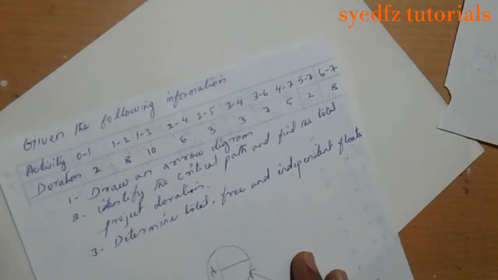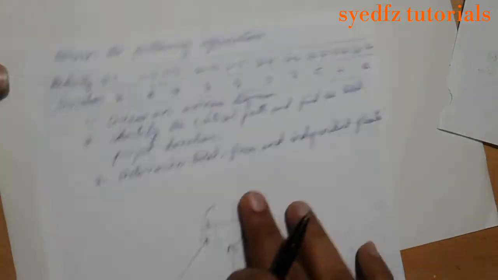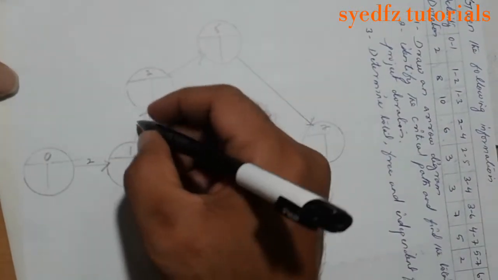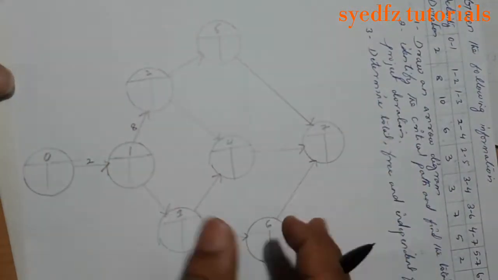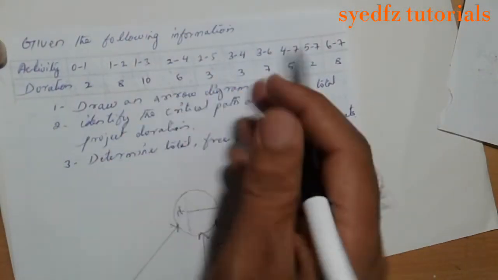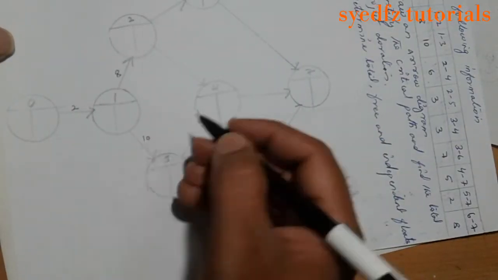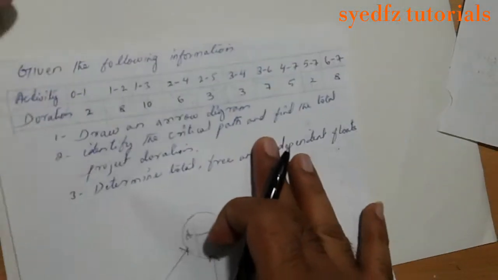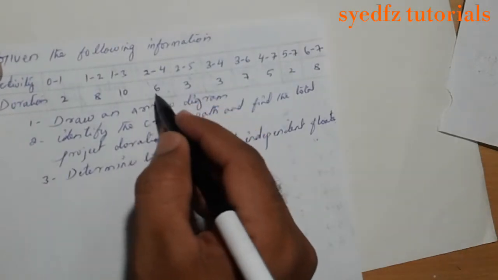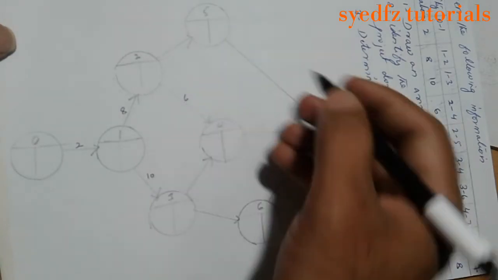Now 1 to 2 is 8. This 1 to 2 is 8. Now 1 to 3 is 10. Here 1 to 3 is 10. Next 2 to 4 is 6. This one 2 to 4 is 6.